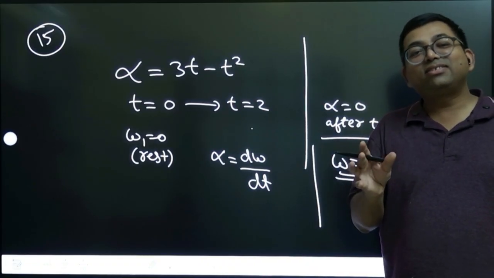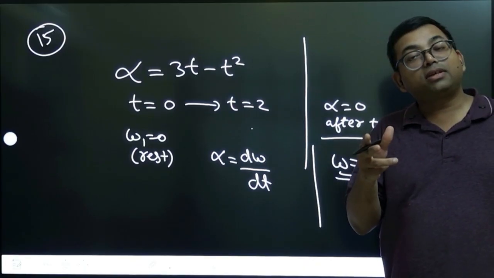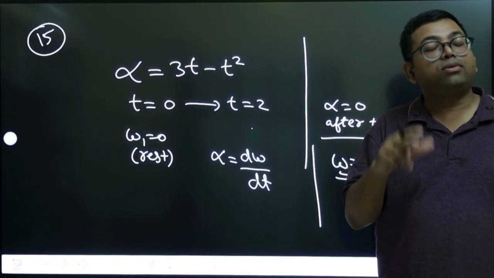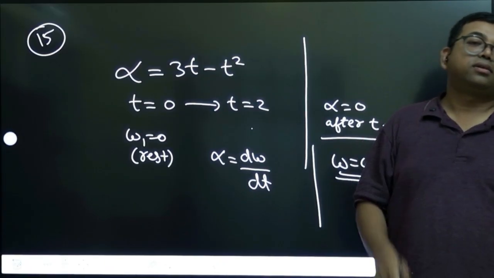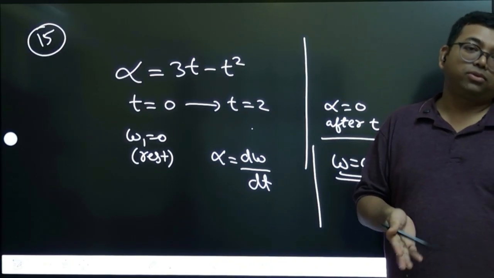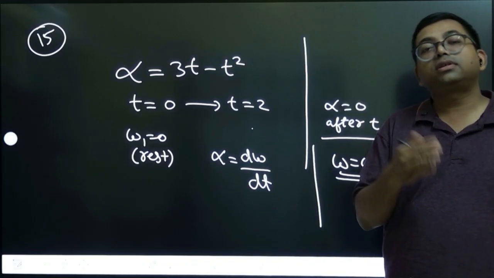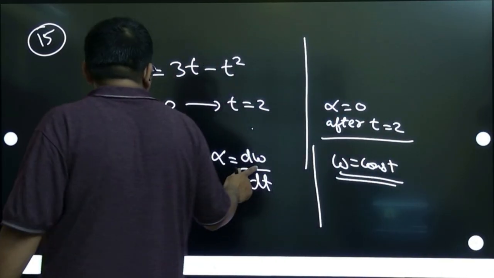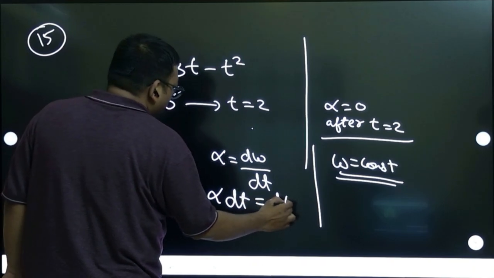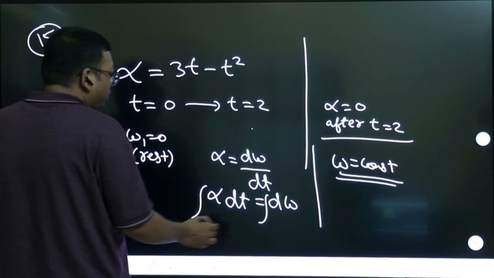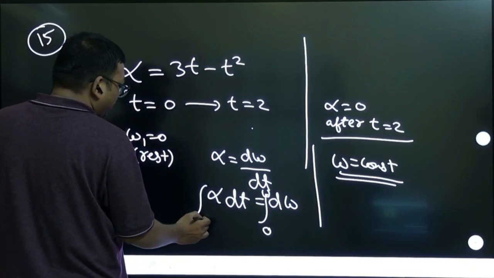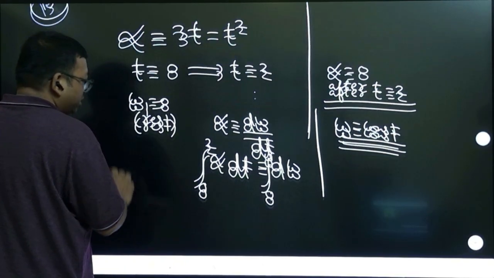Remember, alpha is 0 means uniform circular motion. Alpha is constant means uniform angular accelerated circular motion. Alpha is not constant means non-uniform angular accelerated circular motion. Right? And in that only, differential equation we have to use. Now you need to know how to do differential integration. Okay, let us do that. We want to calculate omega, so let us write this as alpha dt equals d omega, and let us now integrate it. Omega initial is 0, final omega is omega, and initial time is 0, final time is t. So 0 to t we will integrate it.